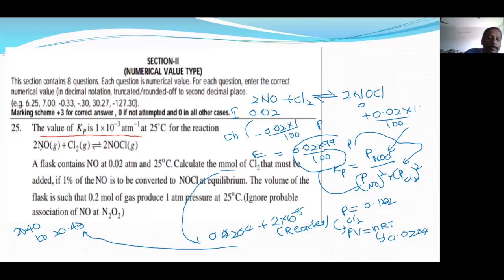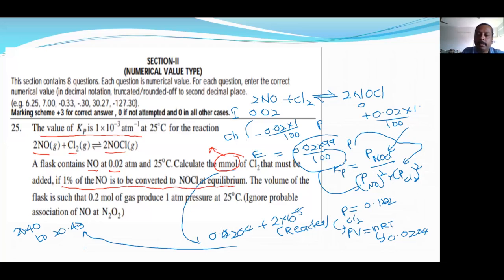Kp is given. Kp means equilibrium constant in terms of pressure, not somebody's shortcut name. The reaction is 2NO plus Cl2 gives 2NOCl. The flask contains NO at 0.02 atm. You have to find the millimoles of Cl2 that must be added for 1% of NO to be converted to NOCl at equilibrium. The question is asked in the middle of the sentence, followed by all the information.